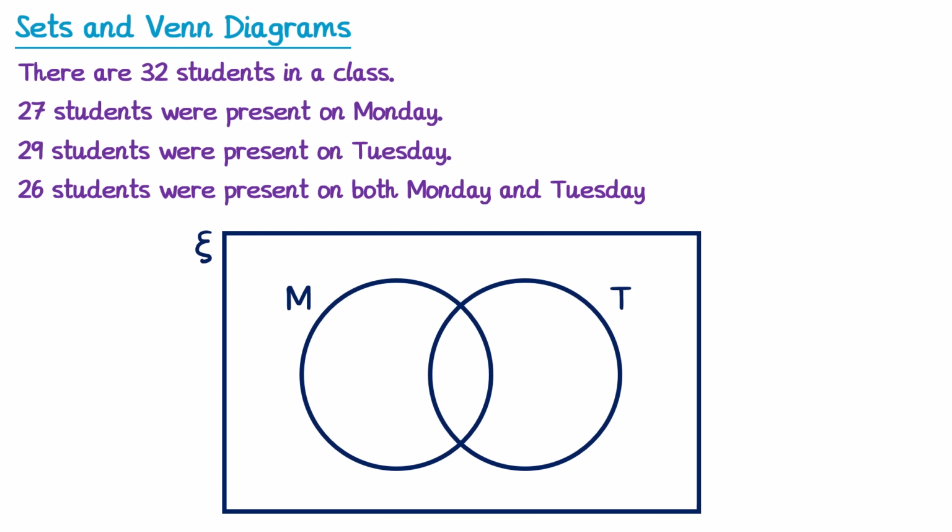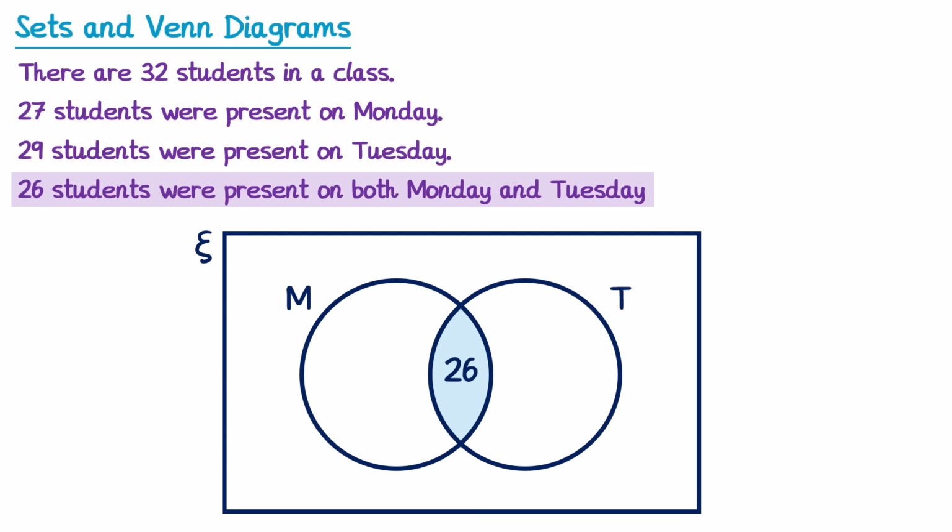If we look at the next sentence, 29 students were present on Tuesday, which means this circle here needs to have a total of 29 students. Again, a really common error will be to write 29 here, but that also doesn't include this overlapping section in the middle. So what we want to do is look at the final sentence. 26 students were present on both Monday and Tuesday. That's this overlapping section in the middle, so we can be sure the number 26 goes in here.